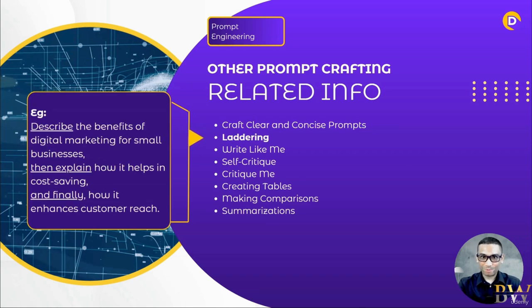Then you can ladder prompts. The laddering technique involves structuring prompts to progressively build on previous responses. You can use laddering to guide the model to develop increasingly detailed and nuanced outputs. This enhances depth and specificity in the generated response. You can even ladder within a prompt itself. For example, describe the benefits of digital marketing for small businesses, then explain how it helps in cost saving, and finally, how it enhances customer reach.